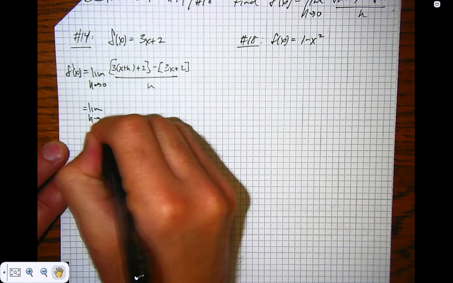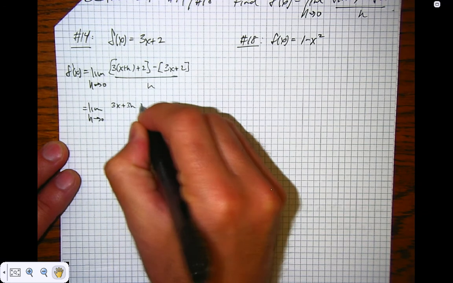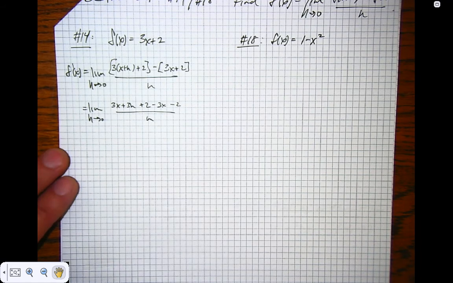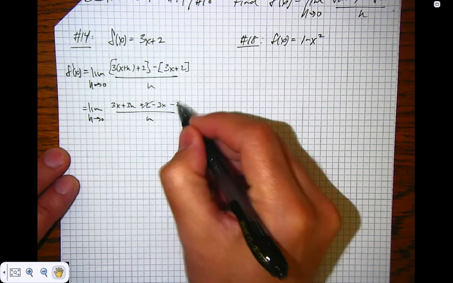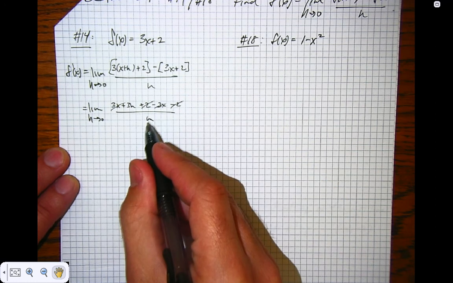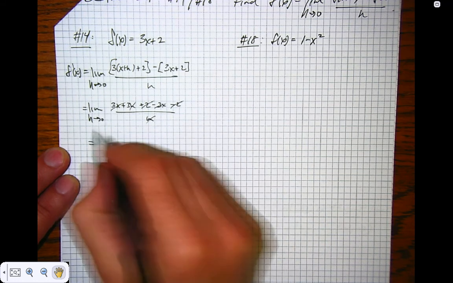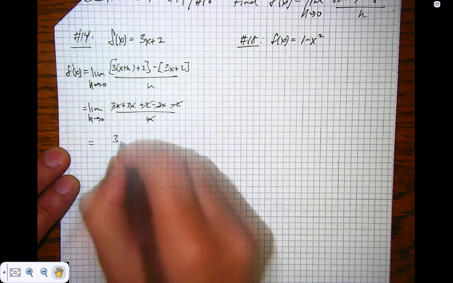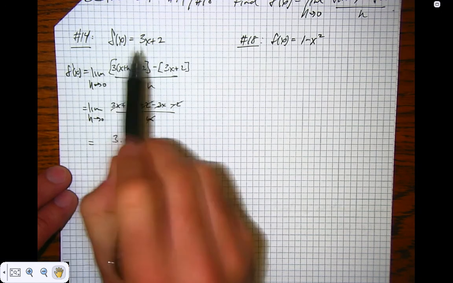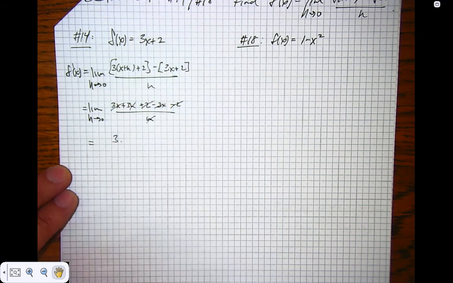This is the limit as h approaches 0. Distributing, I get 3x plus 3h plus 2 minus 3x minus 2 all over h. And you can see now that this is good because our constants go away, our x terms go away. I'm left with 3h over h, which will also cancel, and I get an answer of 3. Okay, so f prime of x is 3. Now, think about it, right? Now that we've done the power rule so much, you can look back here and you should know that you did it correctly. You know the derivative of this should be 3.